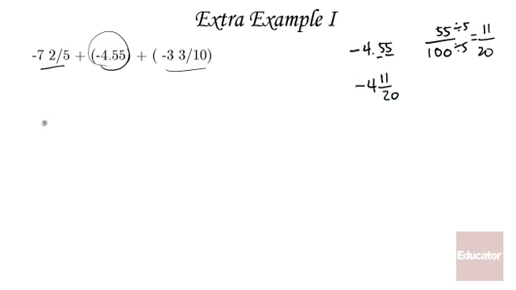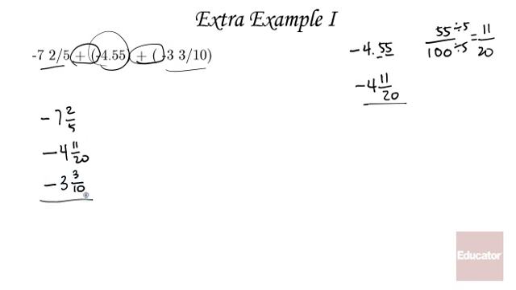Now let's go back to our fractions. We have negative 7, 2 over 5. A positive and a negative is a negative. Negative 4, we just found here, was 11 over 20. And positive times a negative is a negative. Negative 3 and 3/10.